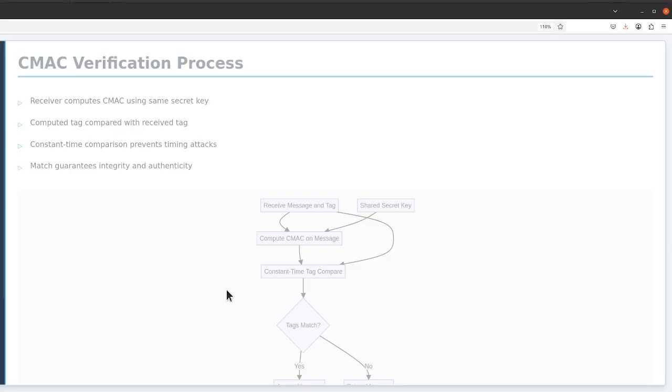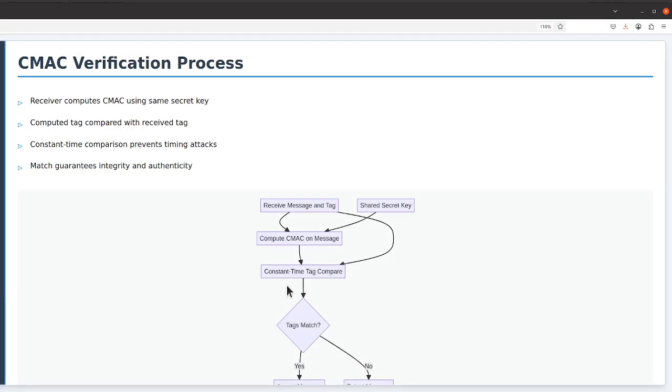CMAC verification process. Verification is the flip side of generation, but understanding it separately helps clarify the complete authentication workflow. When a message arrives with its CMAC tag, the receiver needs to verify authenticity and integrity. The receiver must have the same secret key that was used for generation. This is a critical security requirement. The key must be distributed securely beforehand through a separate secure channel or key agreement protocol.